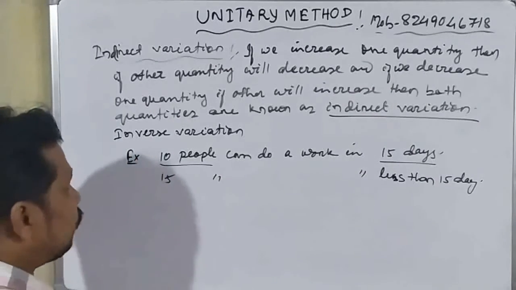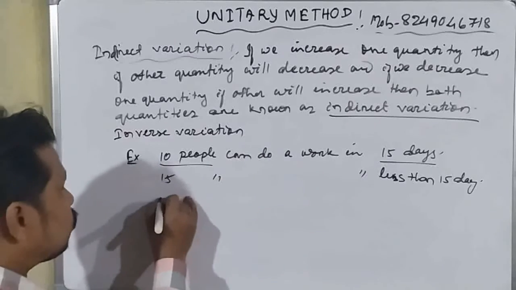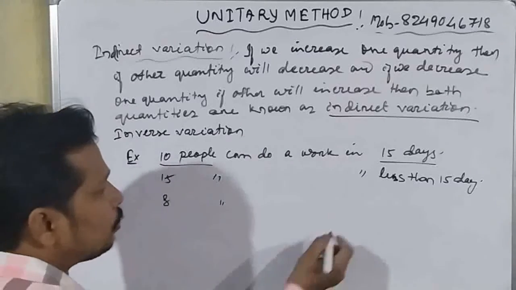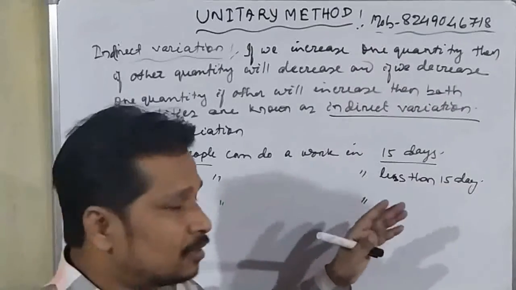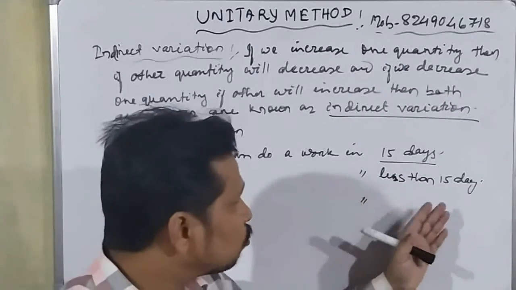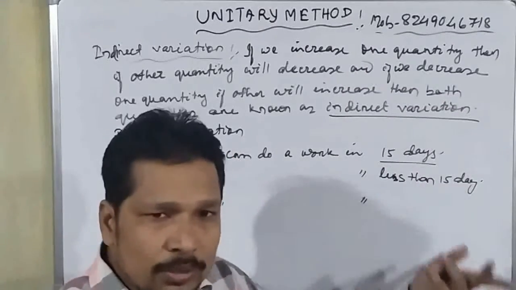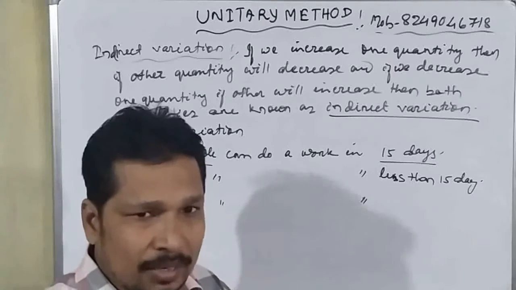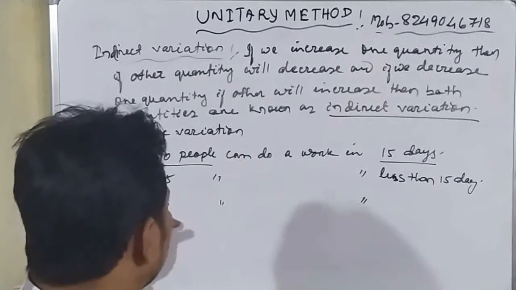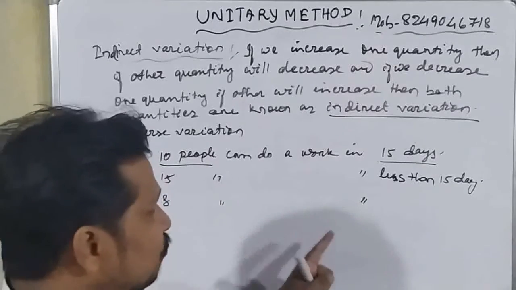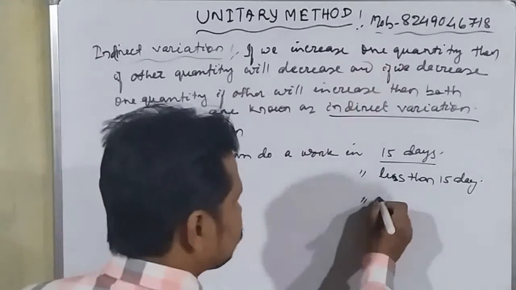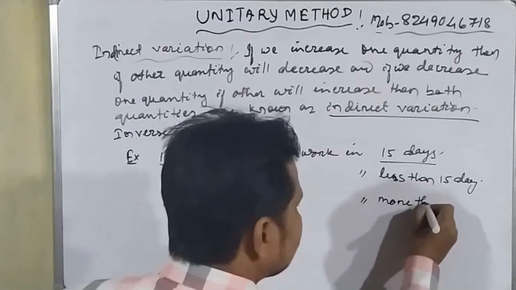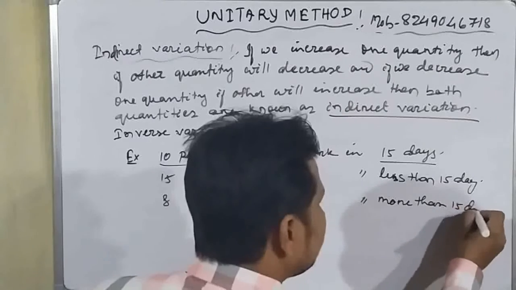Okay, student. So if we assign, suppose, 8 people, so what do you think? So if 8 people will do that work, then they will complete that work in 15 days or more than 15 days or less than 15 days. Definitely, if we assign 8 people, that means fewer people, definitely they will finish that work in more than 15 days. So more than 15 days.